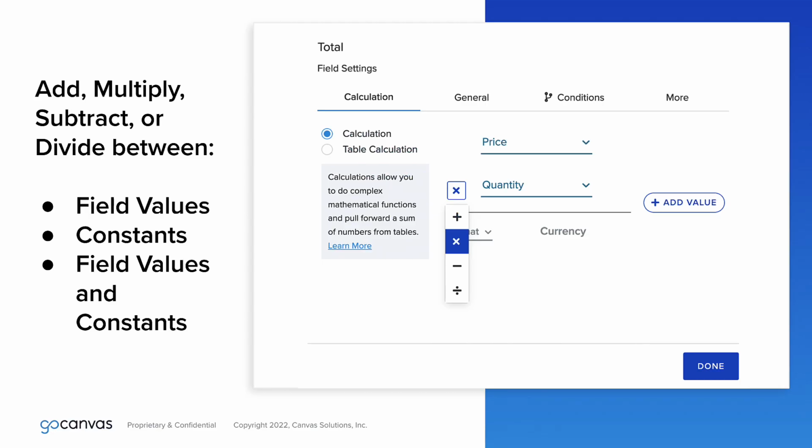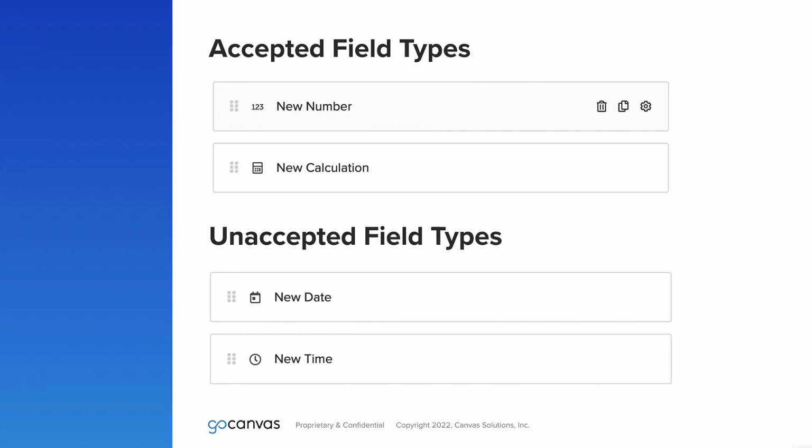Now that we know the layout of the Calculation tab in the Settings modal, we can set up a calculation. Calculation fields allow for the 4 basic mathematical operations between field values, between constants, or between field values and constants. In order to set up any calculation, you will need field types that are recognized as numbers, i.e., number fields for costs, quantities, etc., or other calculation fields. However, date and time fields are not recognized in calculations in Builder Beta at this time.